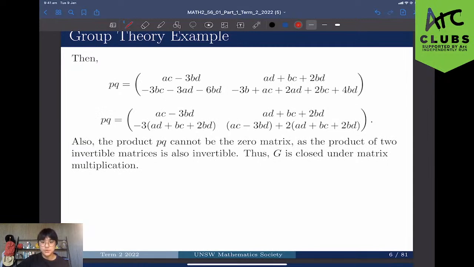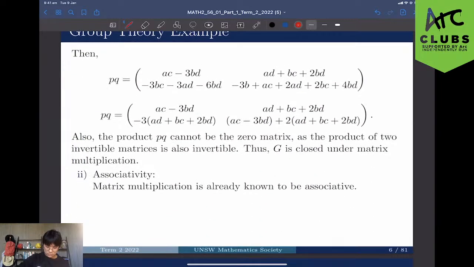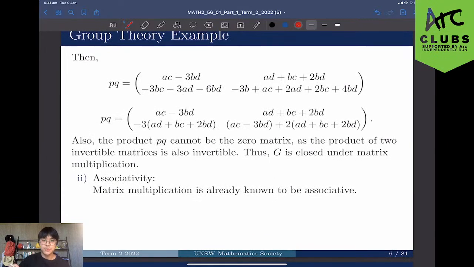Yep, so that means PQ is closed under matrix multiplication. And also, the product PQ can't be 0, because remember, G is a set of non-zero matrices of that form. It can't be 0 because the product of two invertible matrices is also invertible. So that's all we need to do for closure. For associativity, it's pretty short. All we need to do is state that matrix multiplication is known to be associative.